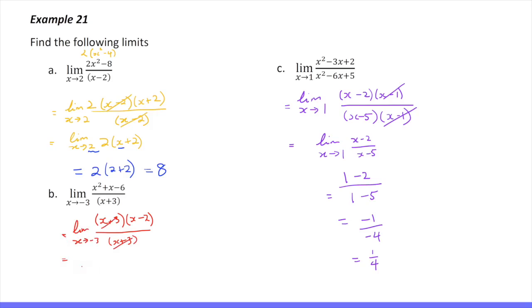These will cancel out, so that will leave behind the limit as x approaches negative 3 of x minus 2. And now all I have to do is substitute in negative 3. So that's negative 3 minus 2, which will be equal to negative 5.